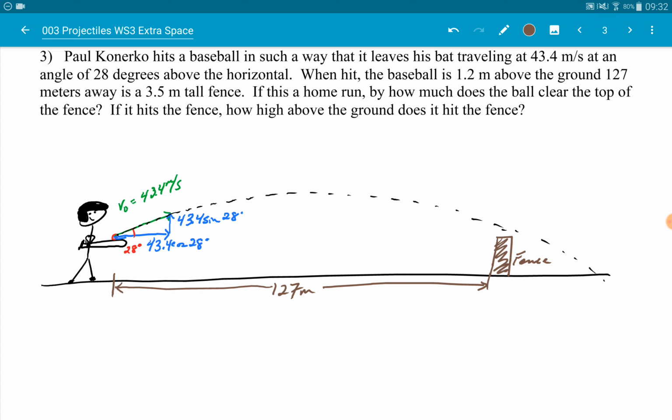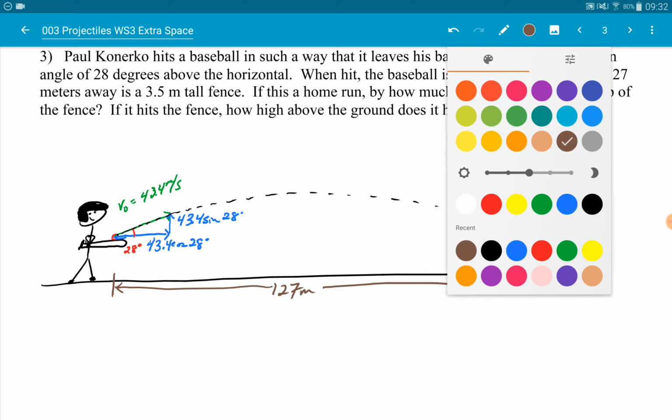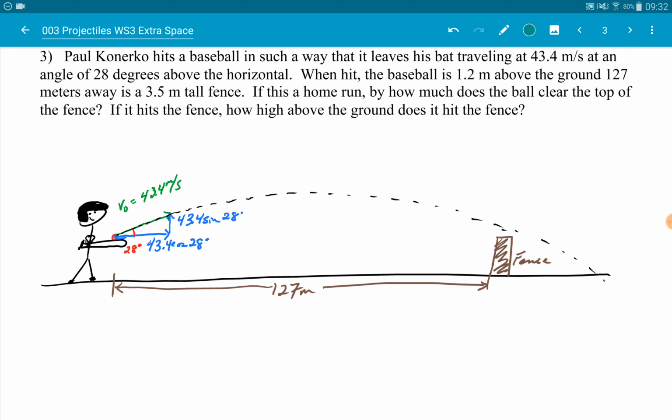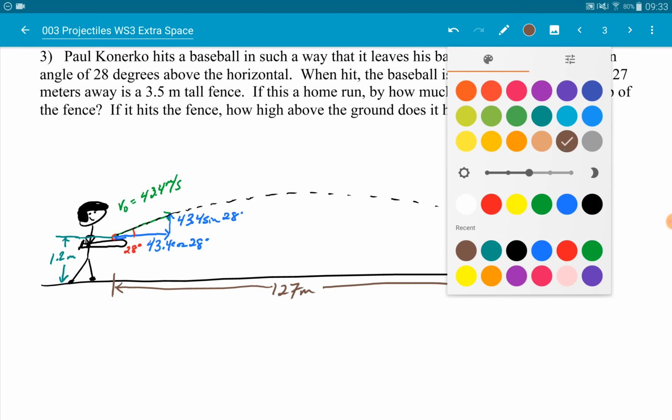And you'll notice there's a difference between the ball and the person. Yeah. We're not worrying about all those nitty-gritty differences yet. And we actually won't in this class. Maybe a little bit in AP Physics, but that's usually more college level. When hit, the baseball is 1.2 meters above the ground, so we got 1.2 meters right there above the ground. And then the fence itself is 3.5 meters high. I'm going to do it on this side. Again, we're assuming that the fence has 0 actual width there. So I guess it should be a line. Maybe I'll just go change that to a line. It'll be less confusing. Sorry.